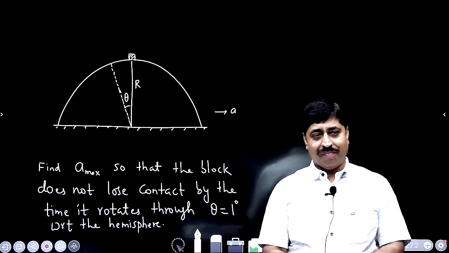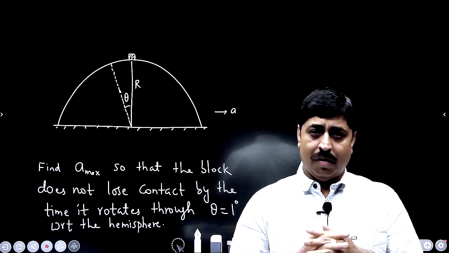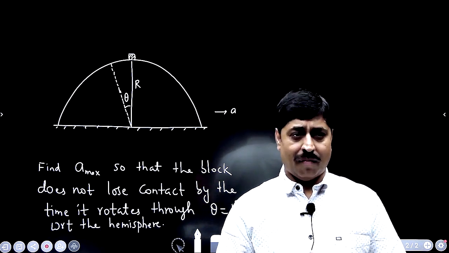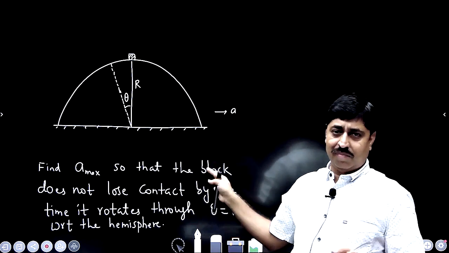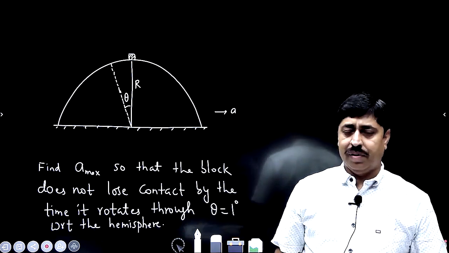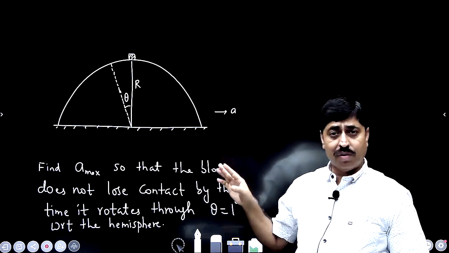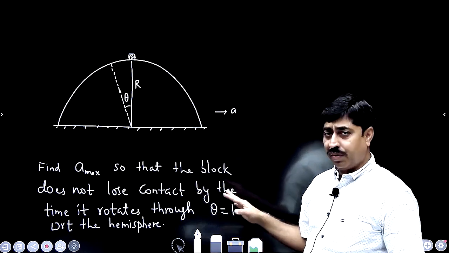Hello students, this is another question based on the work, power, energy chapter, motion in vertical circle. You can call it a problem based on motion in vertical circle. This is again a very conceptual problem and all of you must pay attention to this. This is what the question says.